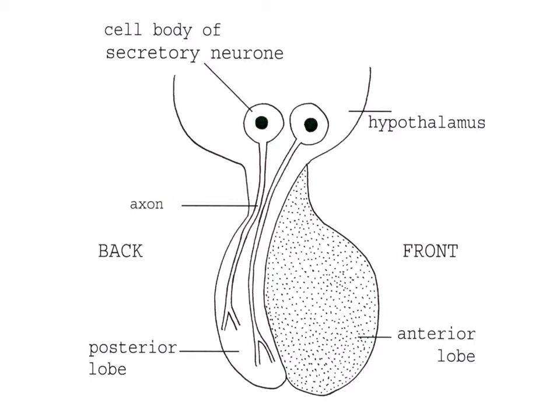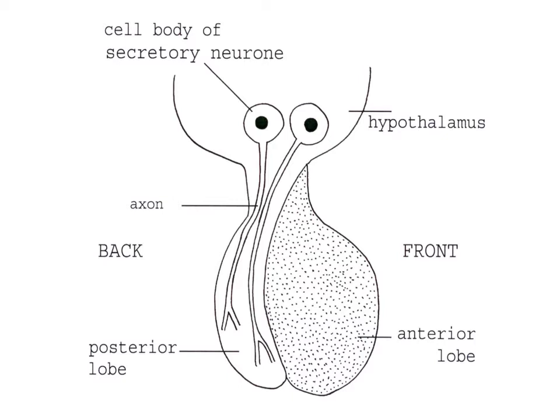And as we see from this diagram, the pituitary gland is composed of two adjacent but separate lobes. The larger anterior lobe at the front is composed of glandular tissue. Anterior glandular tissue in the front lobe of the pituitary gland produces hormones and releases these directly into the systemic circulation.